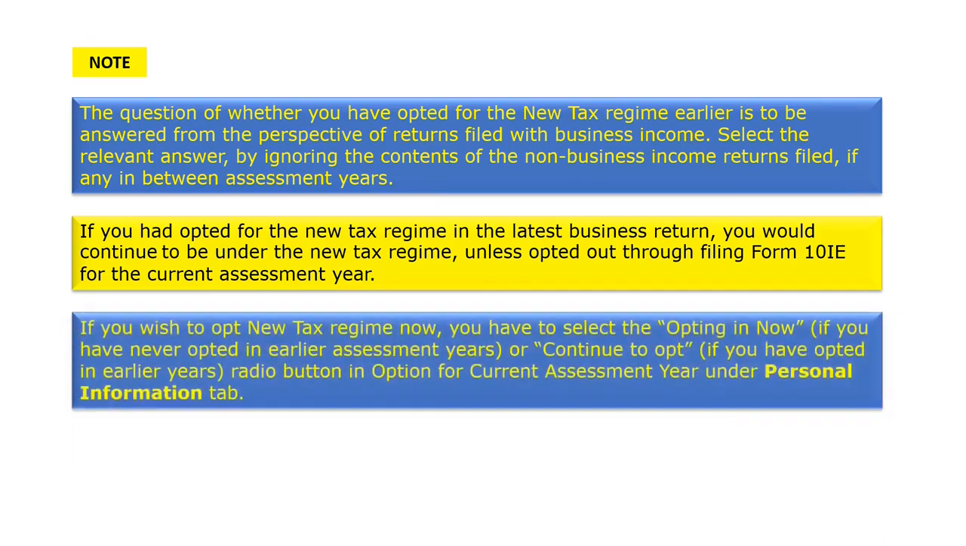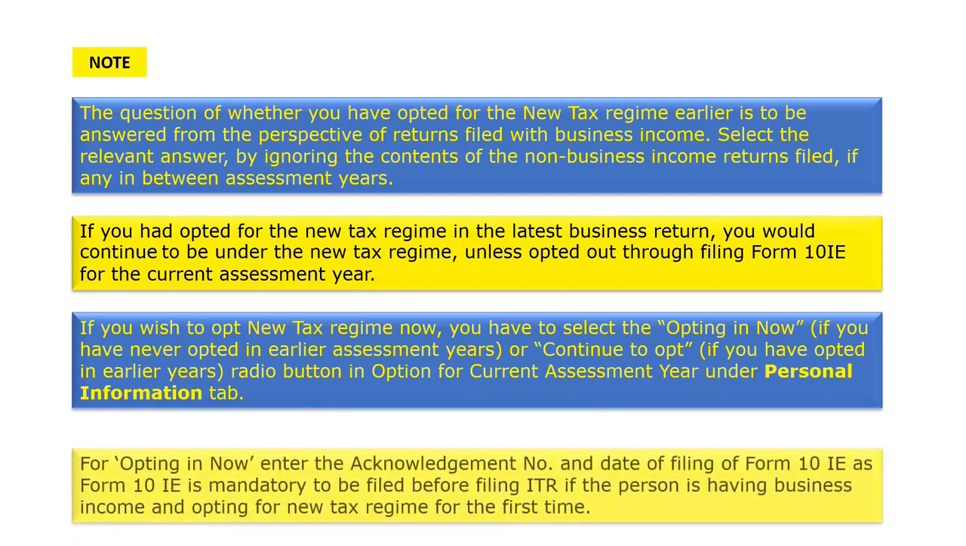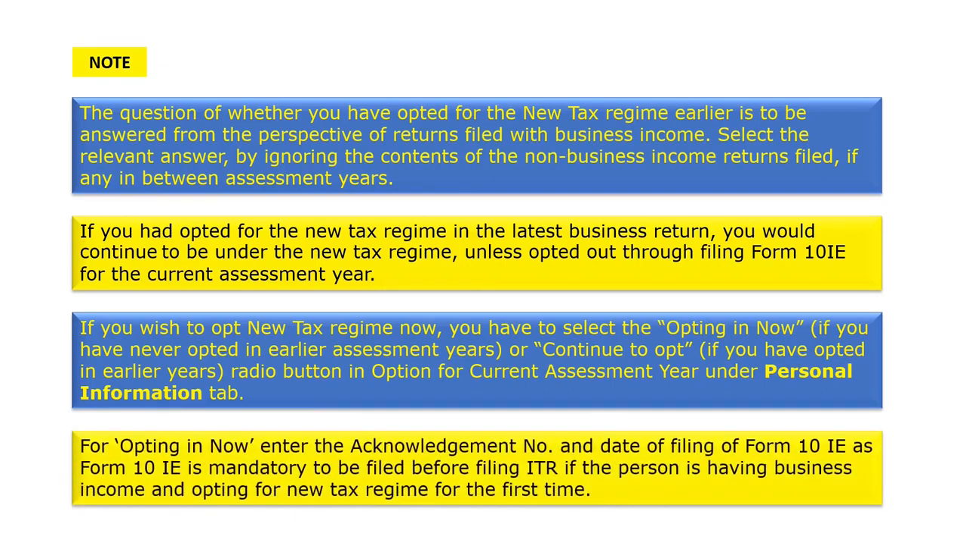If you wish to opt for the new tax regime now, you will have to select opting in now. But if you had ever opted earlier, you are required to select the continue to opt radio button in the filing section under personal information tab. For opting in now, enter the acknowledgement number and date of filing Form 10IE, as Form 10IE is mandatory to be filed before filing income tax return if the person is having business income and opting for the new tax regime for the first time.